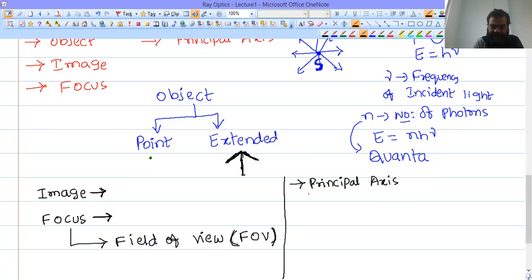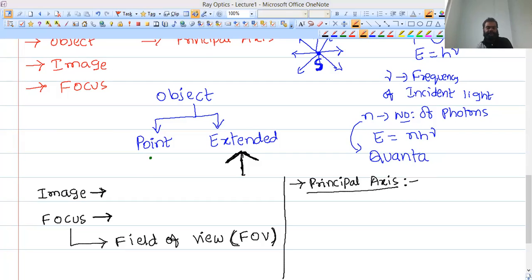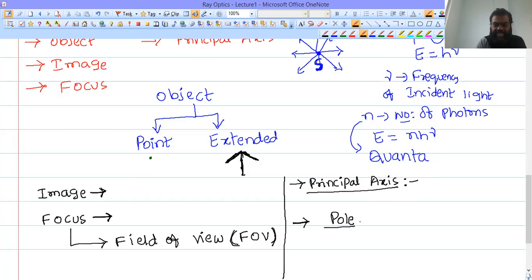Principal axis: the axis which is passing through the center of the mirror and perpendicular to the mirror can be called the principal axis. Next one is the pole. The pole is defined as the center of the mirror.